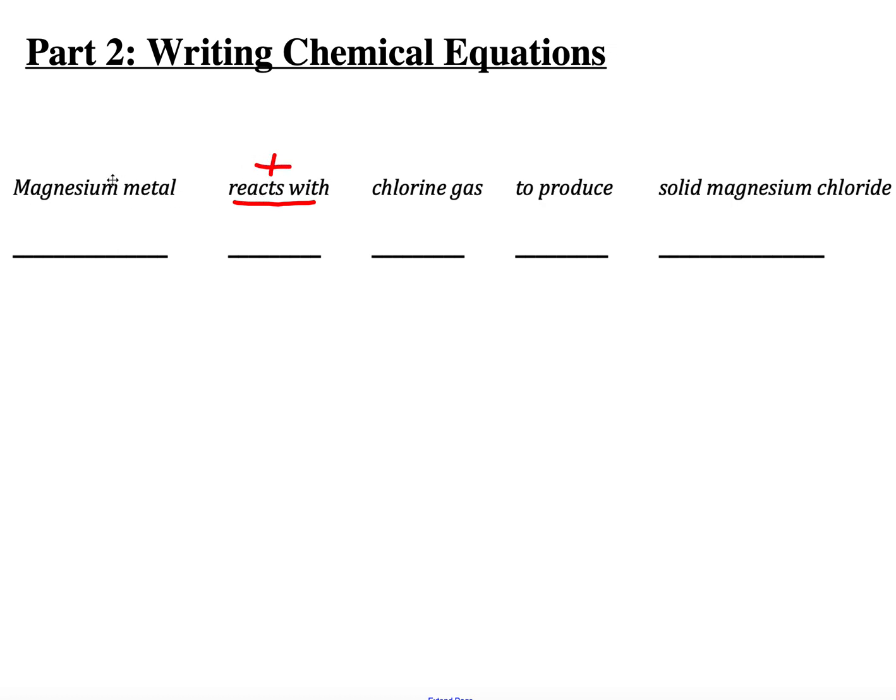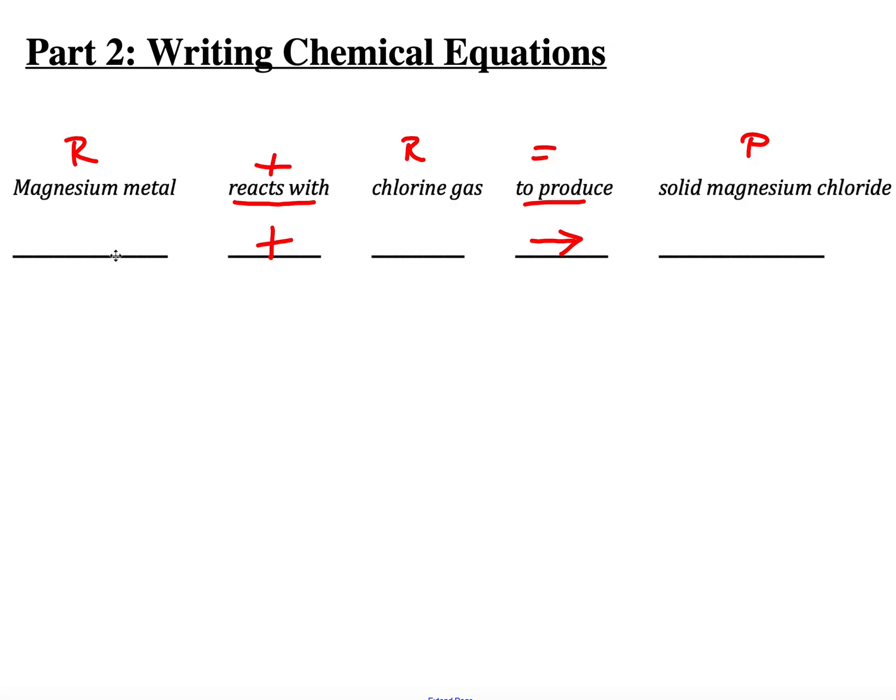So magnesium metal is a reactant. It reacts with chlorine gas. That's another reactant. And then it says to produce. That's a clue that whatever's following is going to be my product because that's what's produced. Now, whenever we see reacts with, that in chemistry terms is replaced with a plus sign. So I'm going to put a plus sign here. To produce means it's going to be created, so we use a yield sign. That's kind of like our equal sign in math.